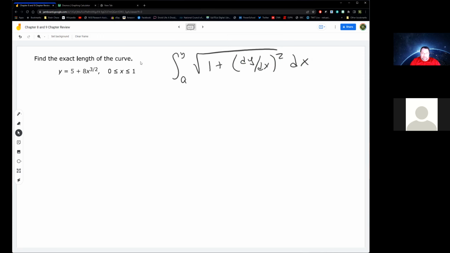So the y is that. So the dy/dx: the 5 disappears, and this becomes 24/2, which is 12x to the 1/2. Remember the derivative, you're bringing down the exponent and then subtracting 1, unlike the integral where you're adding 1 and then flipping the exponent over. So it's a really easy thing to screw up, especially when you're going back and forth. So the 3/2 is coming down and multiplying by the 8, which is how I get the 12.